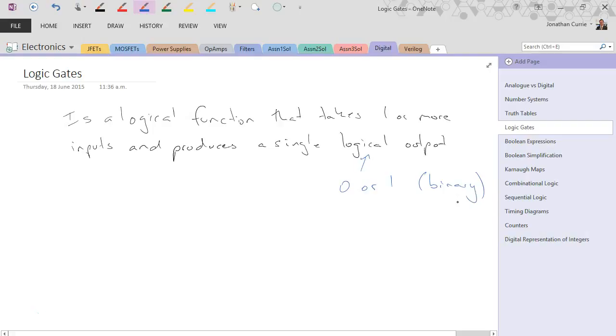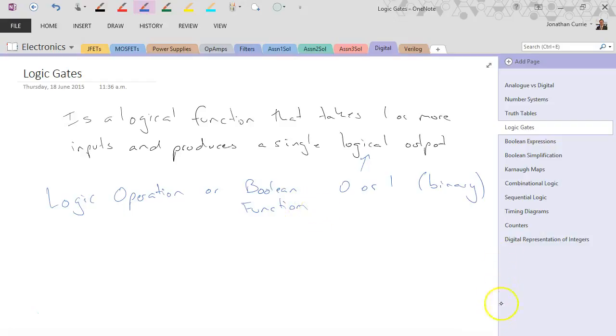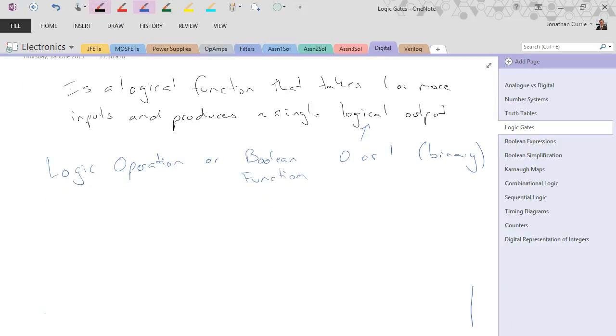A logic operation, which is another name, can also be known as a Boolean function. And we're going to be looking at Boolean operations in the next series of videos. So let's have a look at what a few logic gates look like.